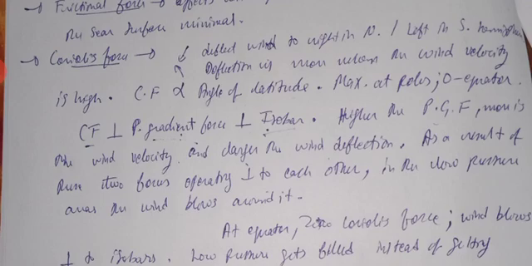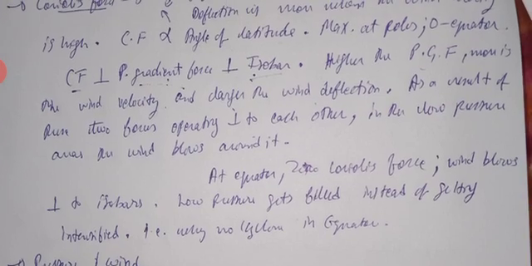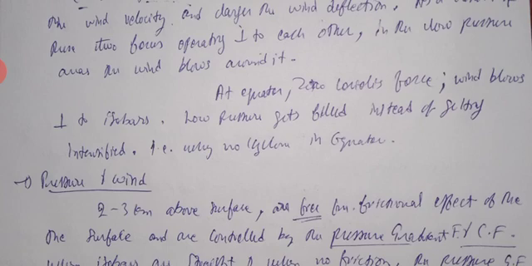Coriolis force is perpendicular to the pressure gradient force, which is perpendicular to the isobar. The higher the pressure gradient force, PGF, the more the wind velocity and the larger the wind deflection. As a result of these two forces operating perpendicular to each other in the low pressure areas, the wind blows around it.